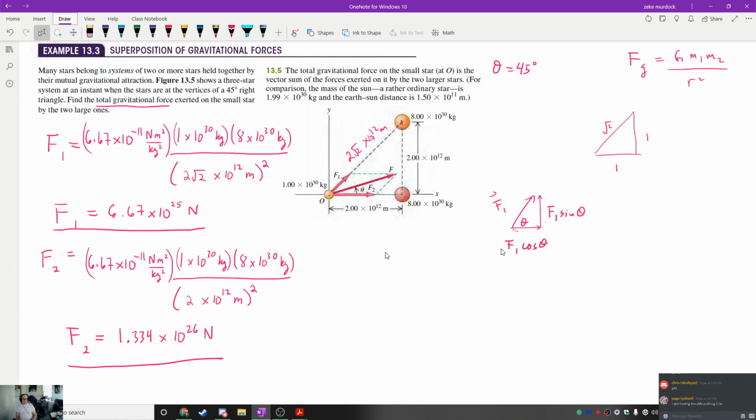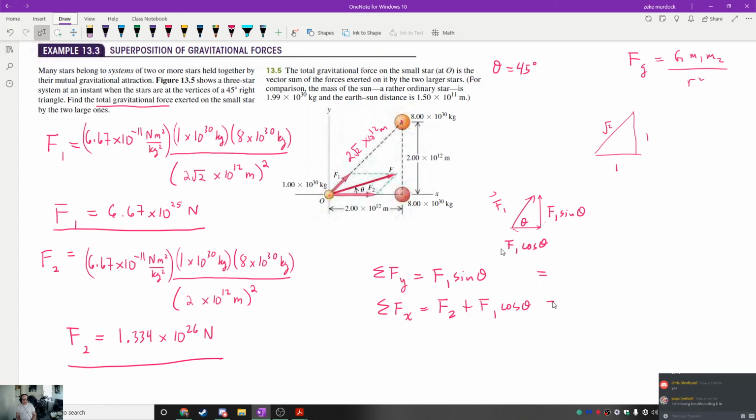To get the net force, if we add up all the forces in the y direction, there's only one force in the y direction, which is F1 sine theta. And if we add up all the forces in the x direction, we're going to have the force F2, because that points in the x direction, plus F1 cos theta.